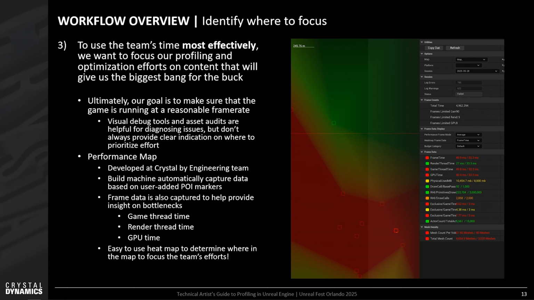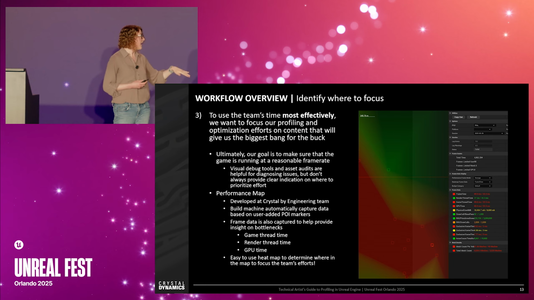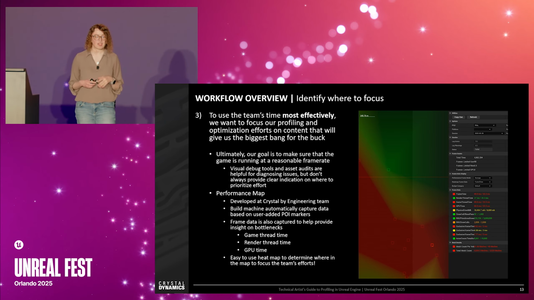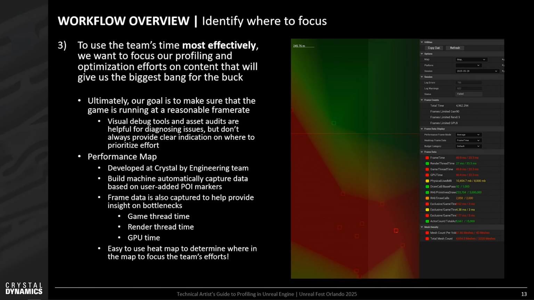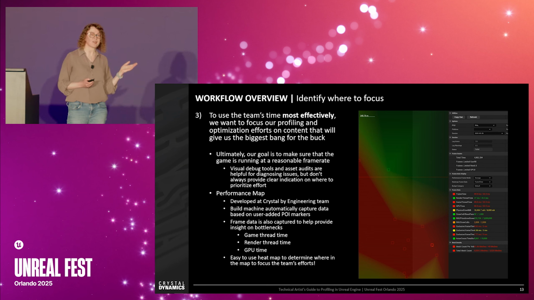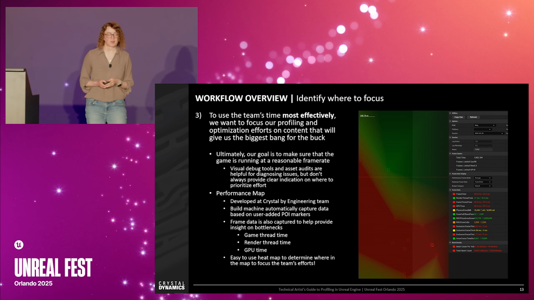Frame data is also captured to help provide insight into bottlenecks. So if you look down on the lower half of the screen, you'll see information including game thread time, render thread time, GPU time. This is helpful both to figure out what the biggest bottleneck might be in a certain area, but you can also compare different captures to see if there's been a regression, for example. So it's helpful for tracking data over time. The map is super easy to use. It's very helpful, and I highly suggest creating something like this in order to focus your team.